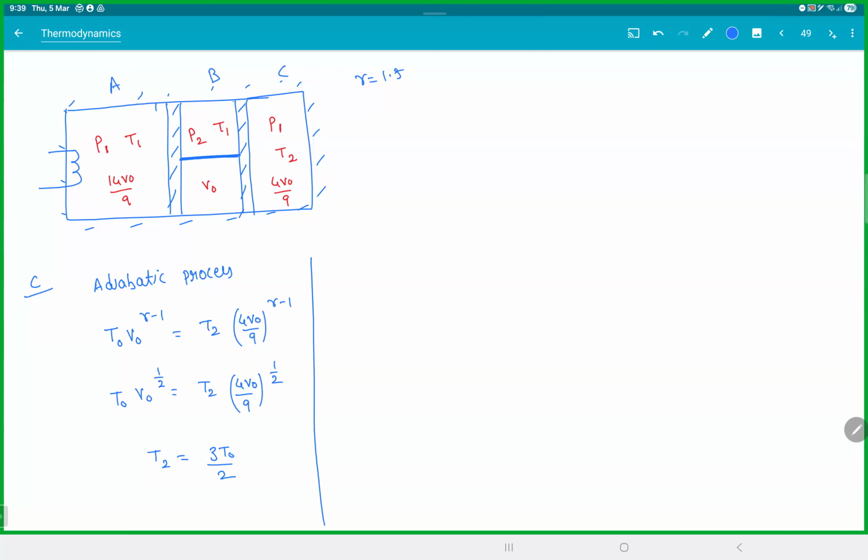And also I can find the pressure now. P naught, V naught by T naught is equal to, pressure is P1, volume is 4V naught by 9, and the temperature is 3T naught by 2. This will give you P1 is equal to 27 P naught by 8. Please have a look at this. So there I got the pressures and the temperatures, P1 and T2. I got these two.